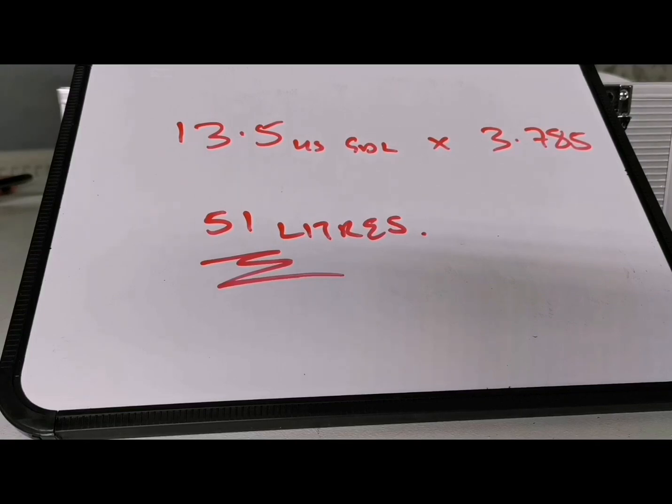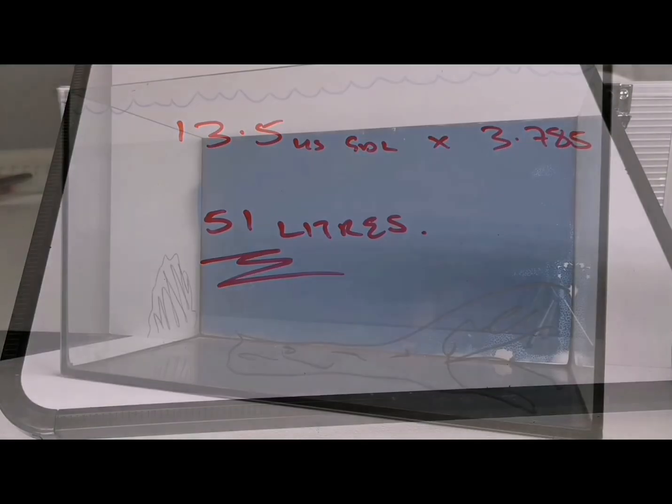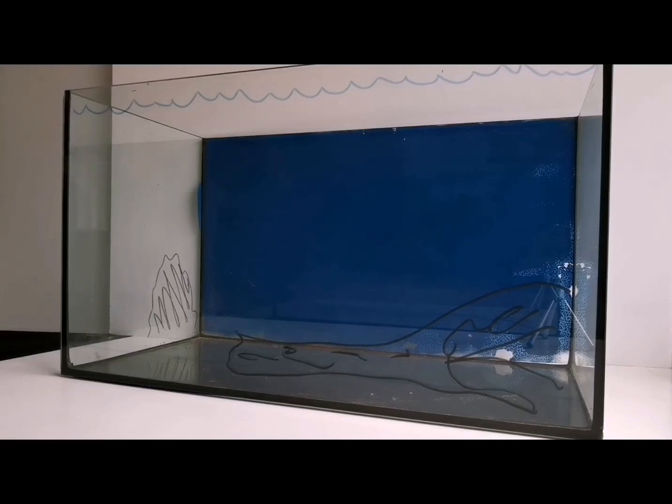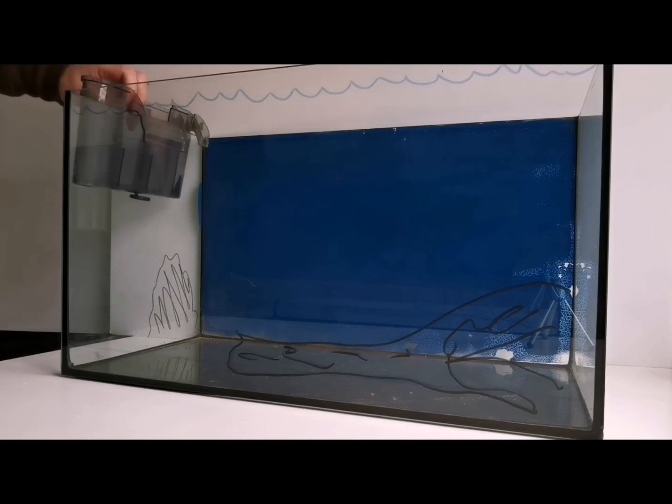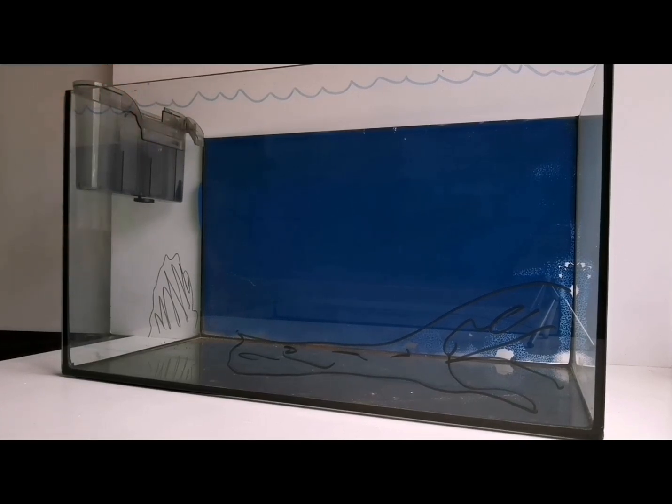So once again, length times width times depth gives us our cubic inches. Divide that by 231 for your gallons and multiply it by 3.785 if we want it in litres. Easy. A couple of things to take into account.